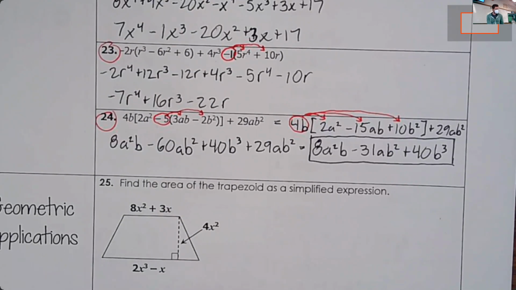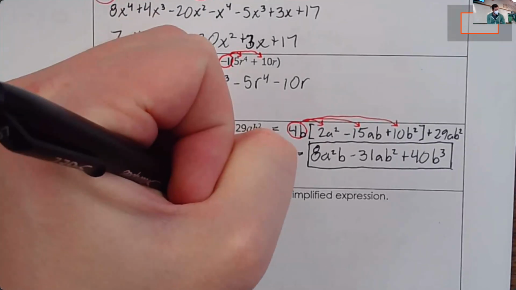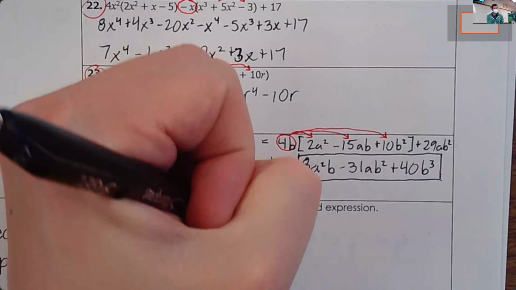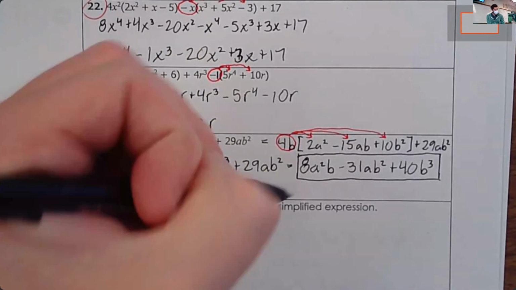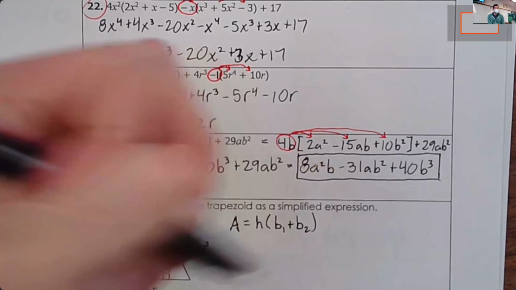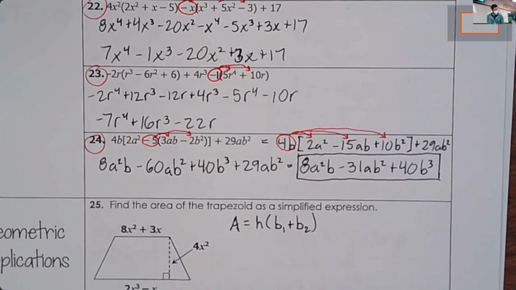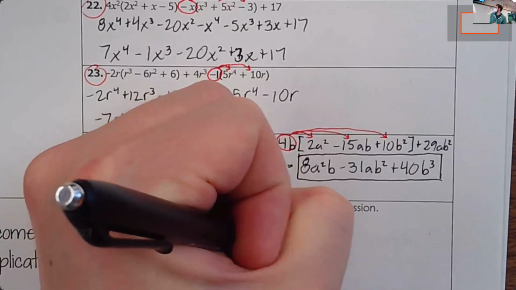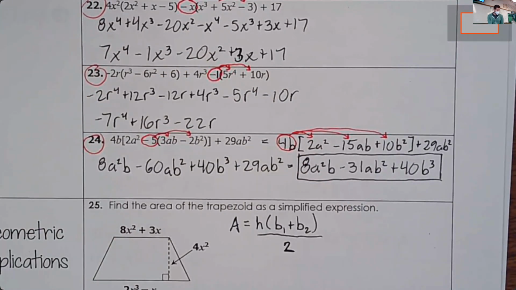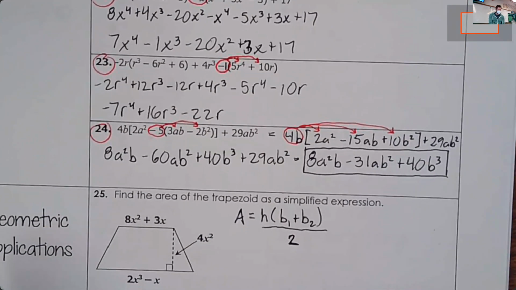All right, the formula for the area of a trapezoid is A equals the height of the trapezoid, h, times, in parentheses, the sum of the bases. So we say b1 plus b2. And then that whole thing gets divided by 2. So the height times the sum of the bases divided by 2.